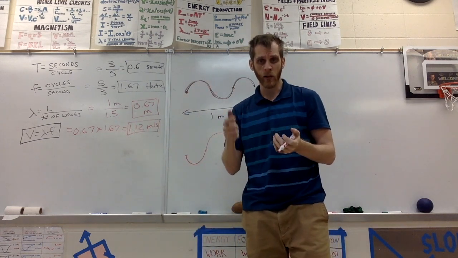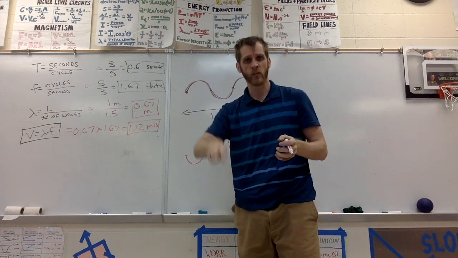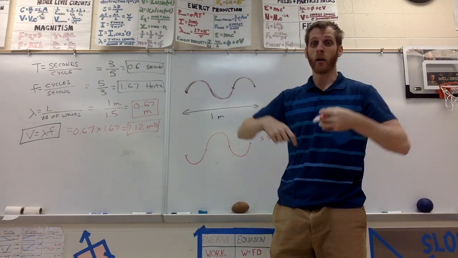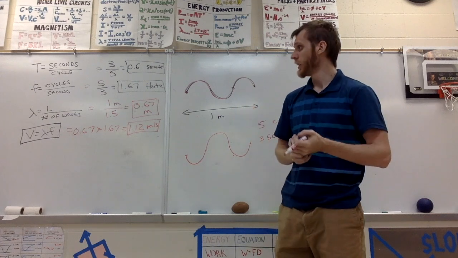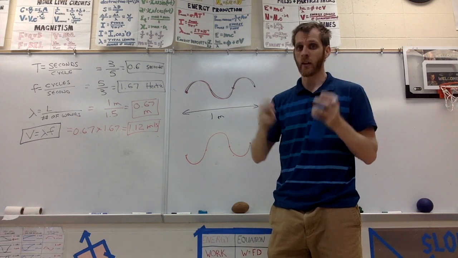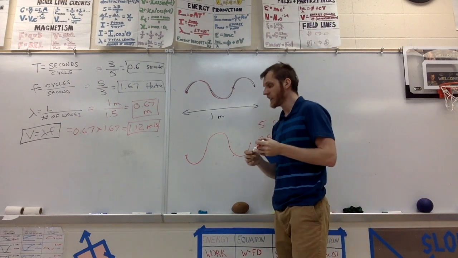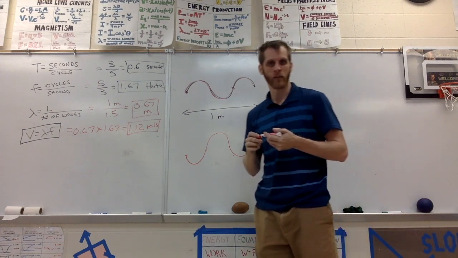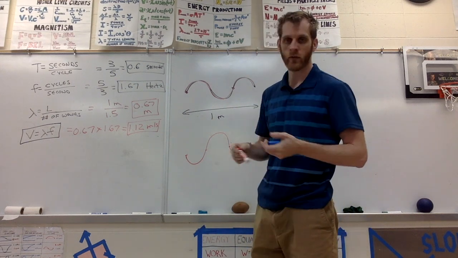So I need to find period. Period, once again, is how long it takes for one cycle to occur in seconds. Frequency is how many cycles it does per second. Wavelength is how long one wave is in that cycle, the distance for one wave. And then the velocity, obviously, is how fast the wave's going. So those are our 4 equations for standing waves.